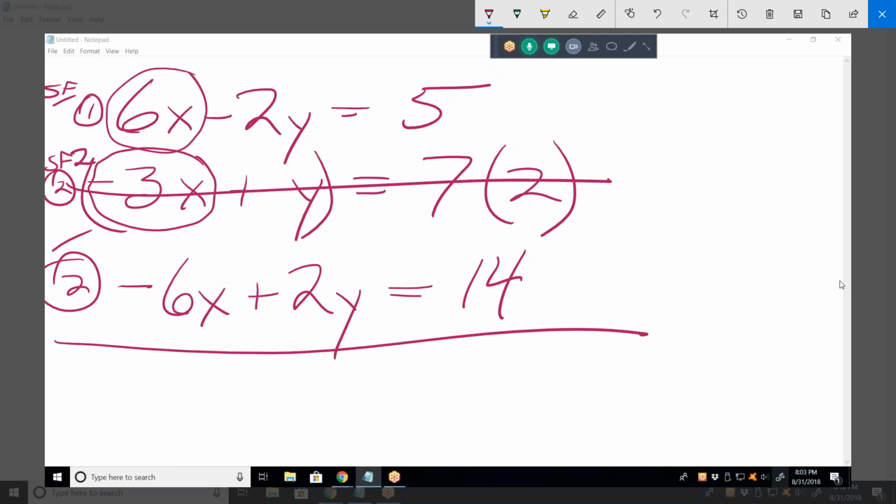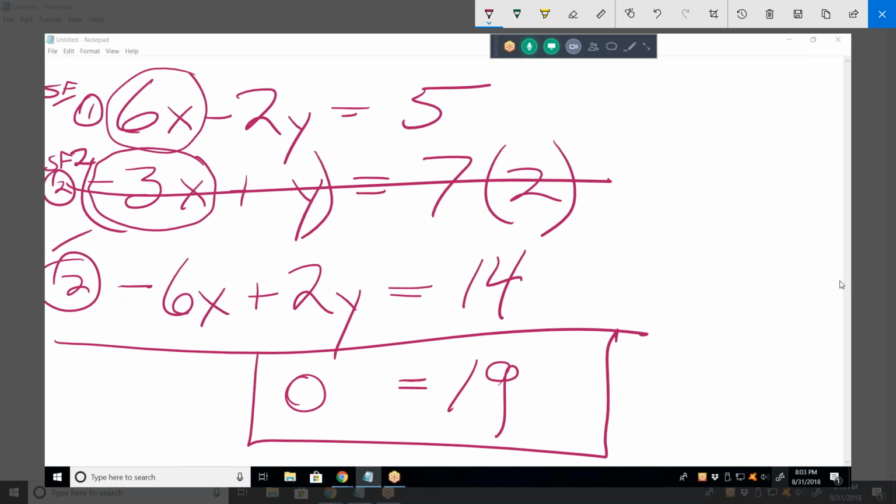You only have two choices. You can add them or you can subtract them. What do you have? You have 0. In other words, the x's and the y's both disappear. Well, I still got to add 5 to 14. But whenever you get a result that looks like that, that's impossible. You can never have one number equal another number. And what that tells you is that there is no solution to this system of equations.